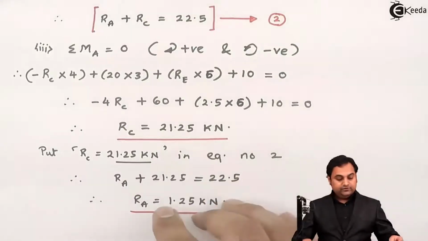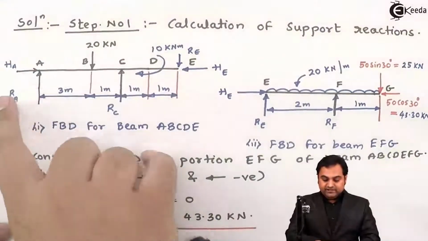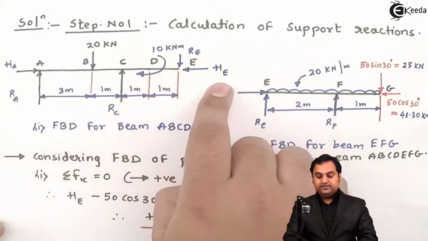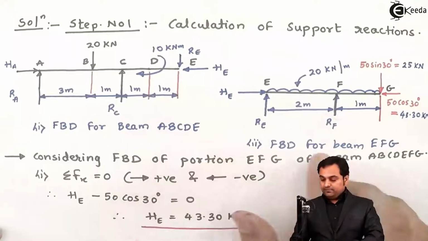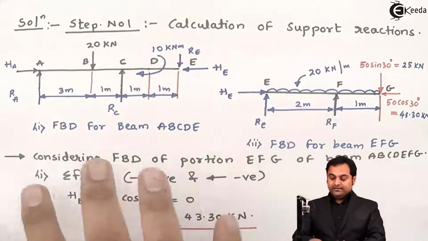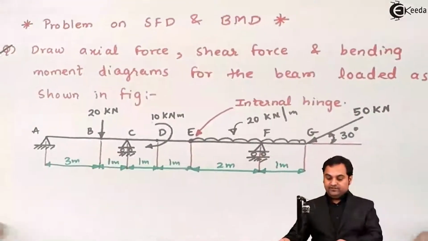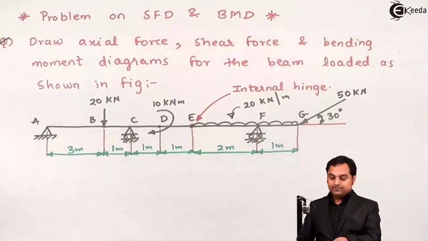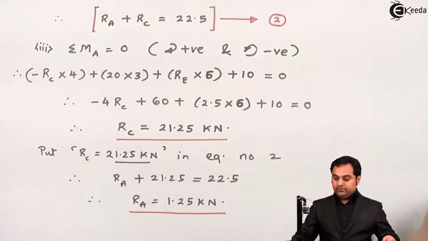So here we have found out the reactions. That is, we have calculated the value of HA, RA, RC, RE and HE. So we have completed this part of the FBD for beam ABCDE. Previously we have completed FBD for EFG, and here I can say that for the entire beam which is given in the problem, we have found out the reactions at each and every location. Now with this we complete the step number 1. Then we have to go on to step number 2, that is shear force calculations.